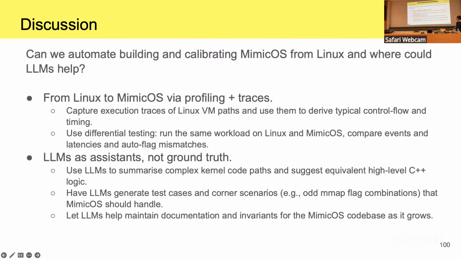And also, always use LLMs responsibly, right? Not as the ground truth and only as assistants. Use LLMs to summarize complex kernel code paths and suggest equivalent high-level C++ logic, basically. Have LLMs generate test cases and corner scenarios that Mimic OS should handle. And lastly, let LLMs help maintain documentation and invariants for the Mimic OS codebase as it grows.